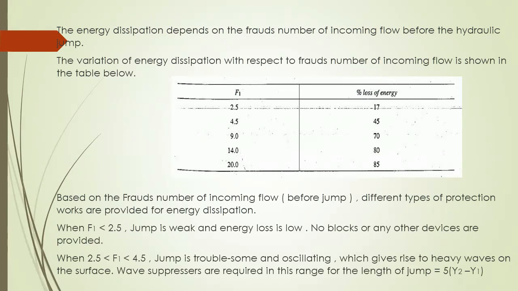The energy dissipation depends on the Froude's number of incoming flow before the hydraulic jump. The variation of energy dissipation with respect to Froude's number of incoming flow is shown in the table. Based on the Froude's number of incoming flow, different types of protection works are provided for energy dissipation. When jump is weak and energy loss is low, no blocks or any other devices are provided. When jump is troublesome and oscillating, which gives rise to heavy waves on the surface, wave suppressors are required in this range for the length of jump given by the equation mentioned.